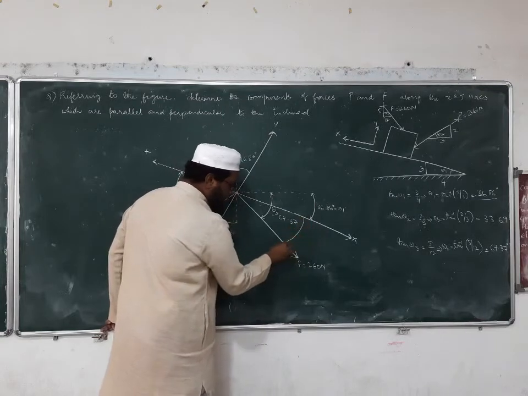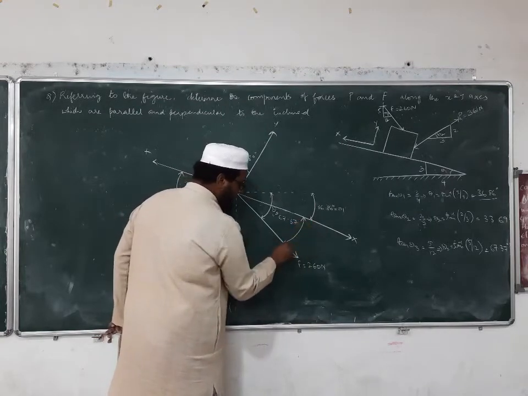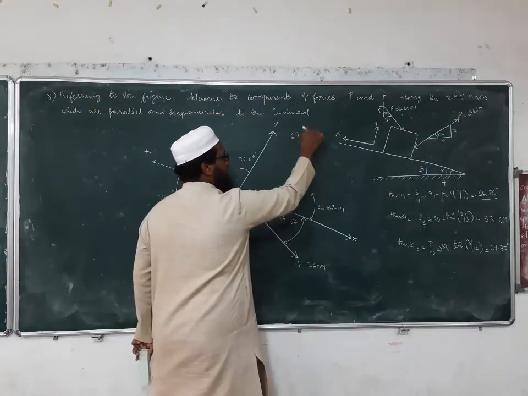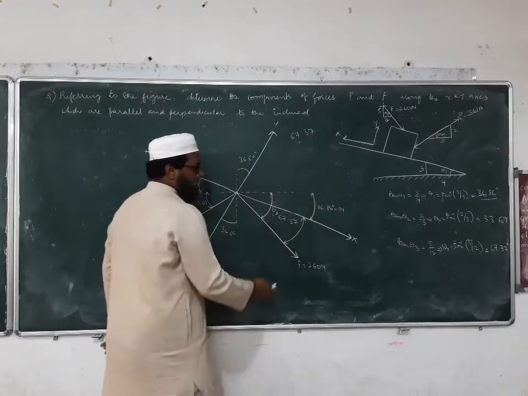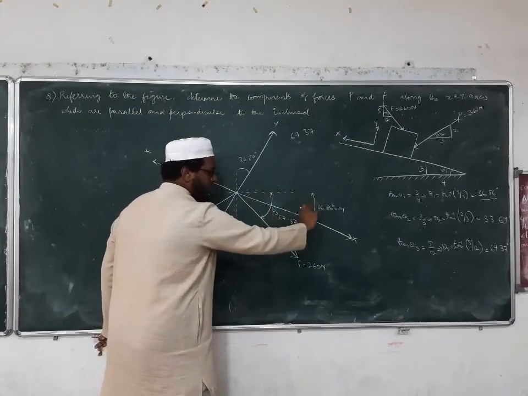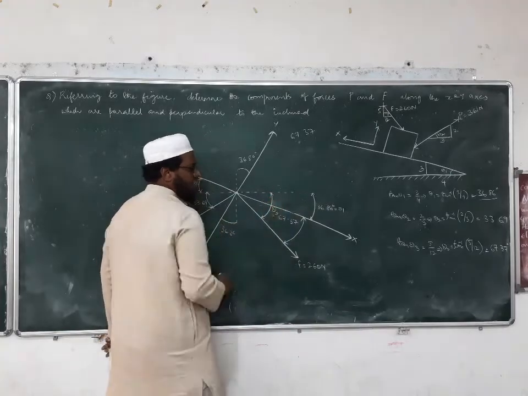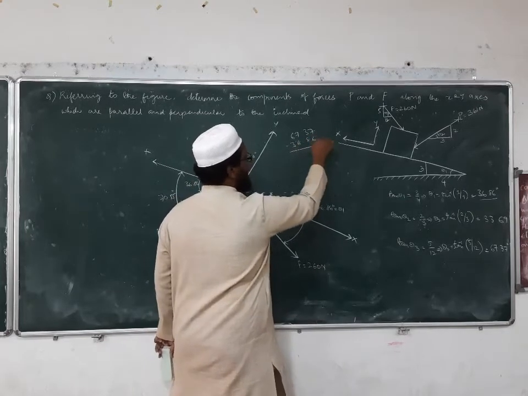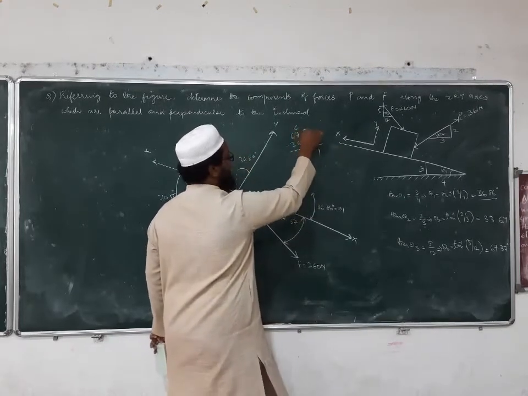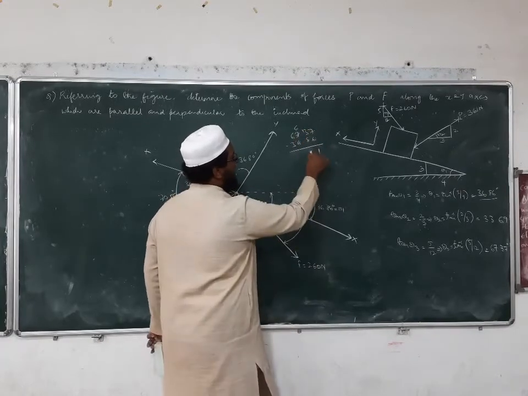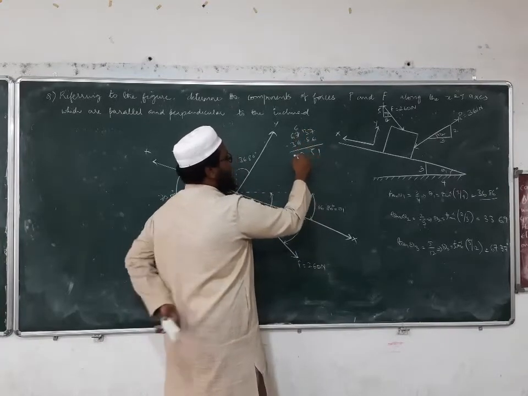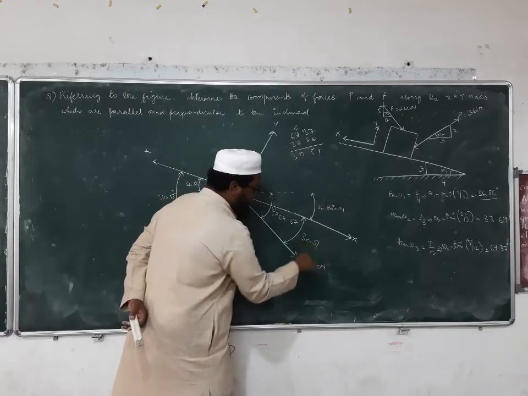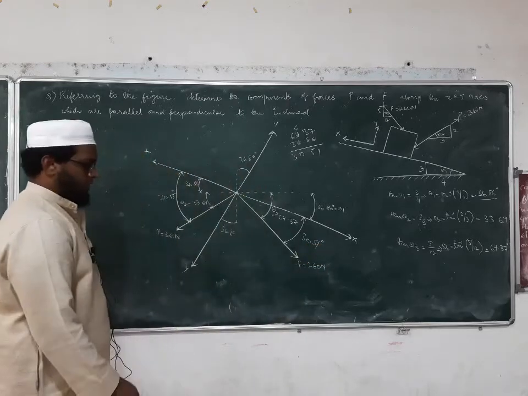So how will you calculate this angle? See here, my total angle is 67.37. 67.37 total angle, minus this angle, will give me this angle, isn't it? So minus 36.86. So 7 minus 6 is 1. So if you carry this one, 13 minus 8 is 5. Then 6 minus 6 is 0. Then 6 minus 3 is 3. So 30.51. So this one is 30.51 degrees. Able to understand?